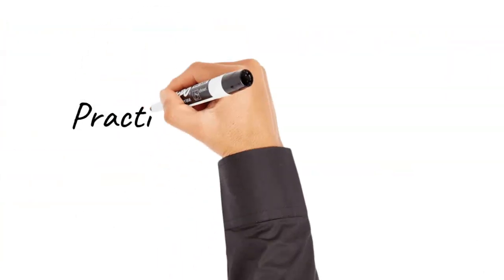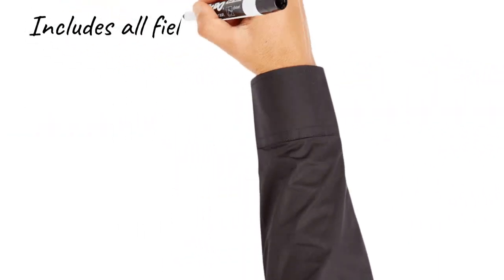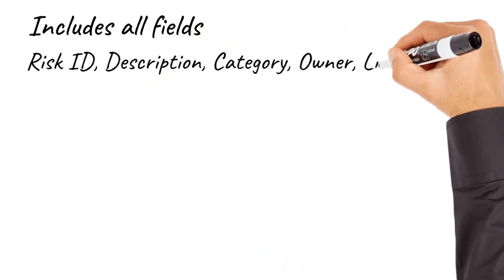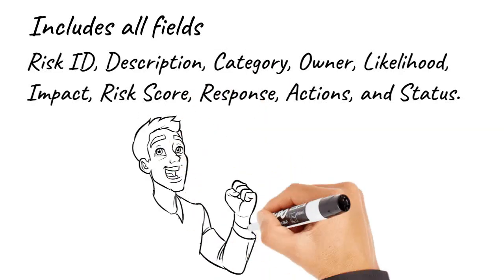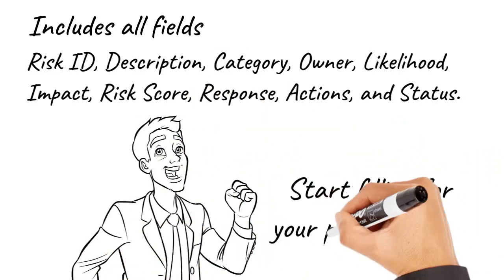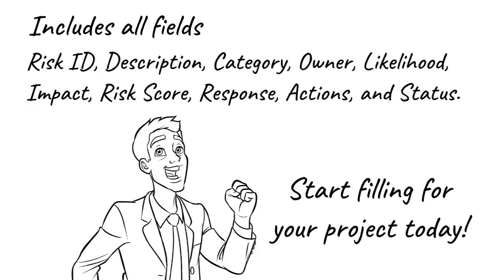Here's a practical example of a ready-to-use risk register. It includes all fields we discussed: risk ID, description, category, owner, likelihood, impact, risk score, response, actions, and status. You can start filling it for your project today.